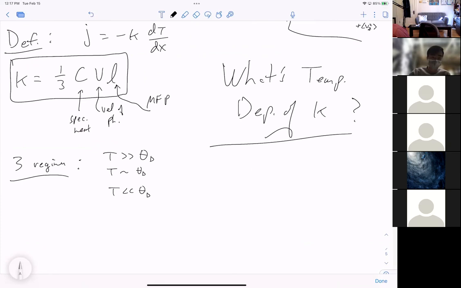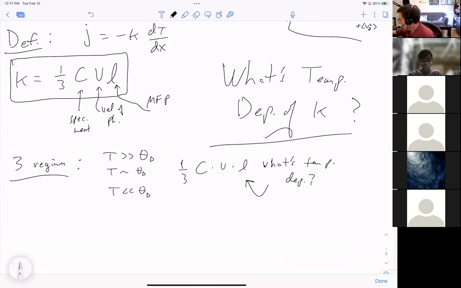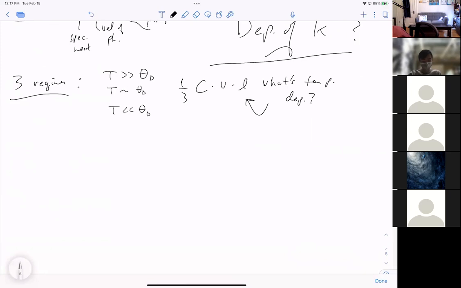It turns out that the question then is, I have this product C times V times L, and we want to know what's the temperature dependence of this product. Of that product, and I'll put the little 1/3 there. Okay, and so let's consider this one temperature range. Let's consider the first one, which is the hardest, the temperature on the order of the Debye temperature.